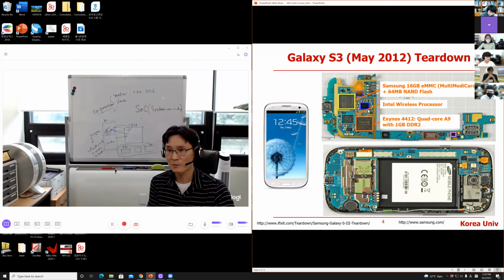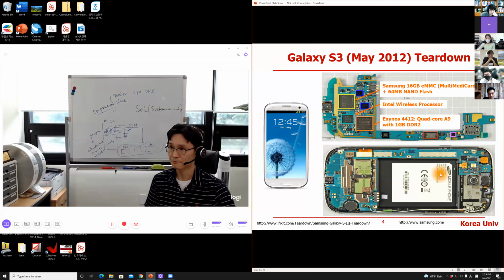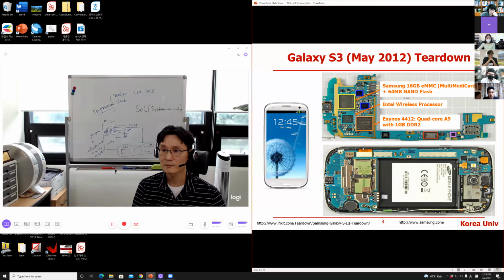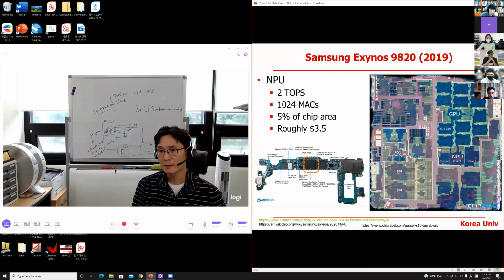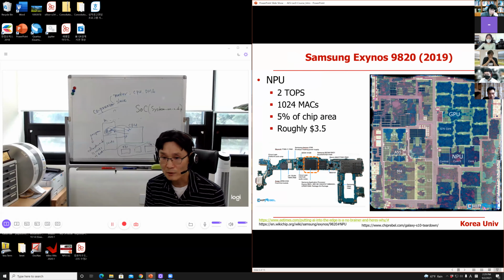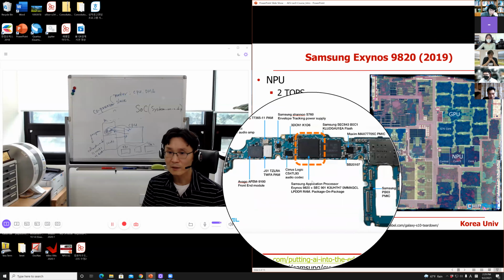In the case of a smartphone, in addition to this SoC, you add a lot of IO devices to create something wonderful, like a smartphone. Then this is a more recent Samsung Exynos application processor, which came out 2 years ago.